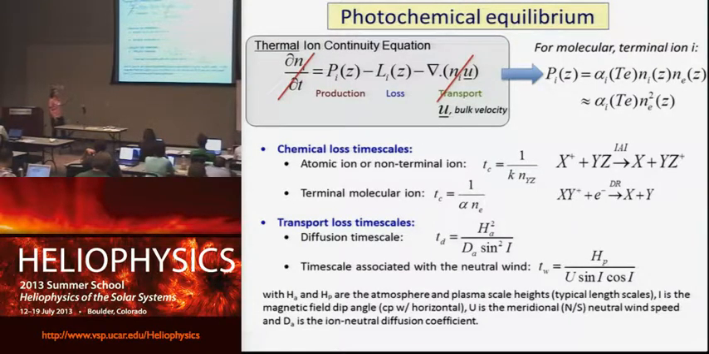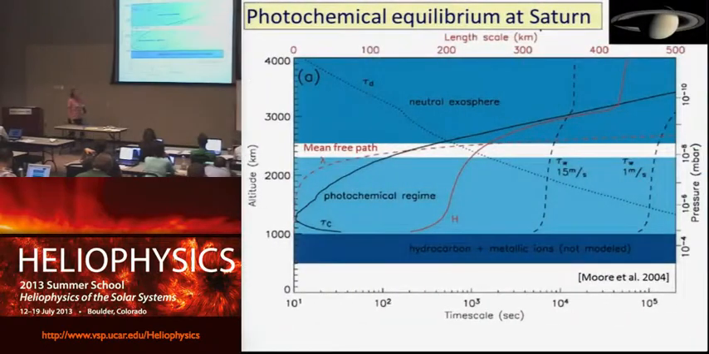Now, where photochemical equilibrium occurs, I'm not going to go into details. I just put those timescales for reference. But you have to compare the chemical timescale with the transport loss timescale associated with diffusion or neutral wind. And one result for Saturn is illustrated here: the profile in altitude of the timescales. Here is the chemical timescale, here's the diffusion timescale, and here is the timescale associated with neutral wind for different values of the neutral wind.